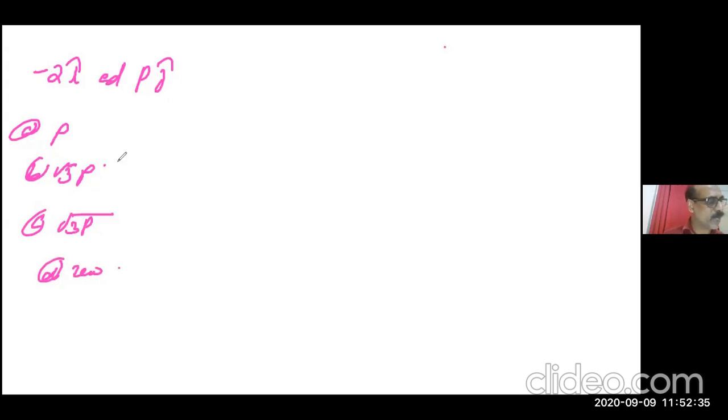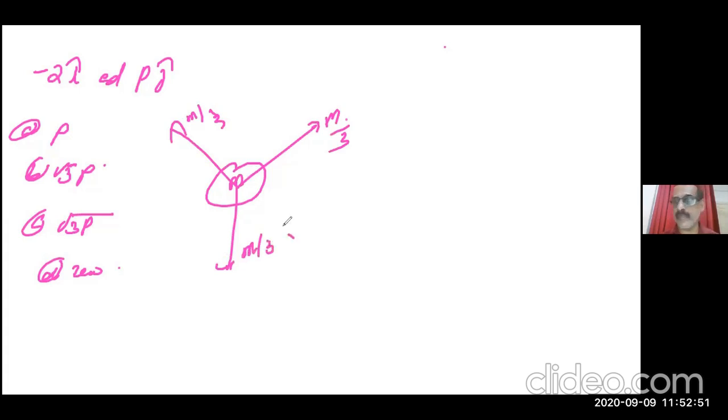The bomb at rest explodes into 3 parts of the same mass. So total mass M, each part is M divided by 3. Because the momentum is conserved, right? These broken pieces are equal in size, equal masses, and they go in different directions.